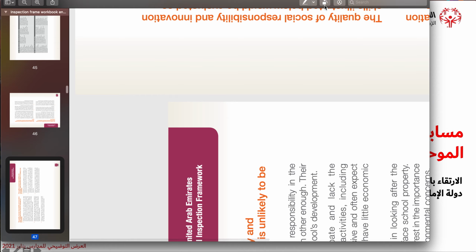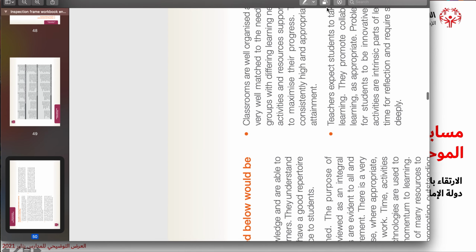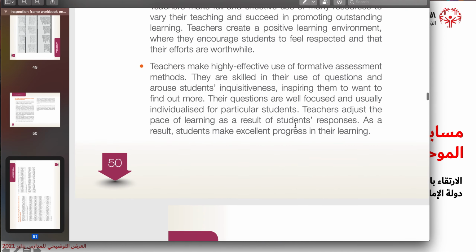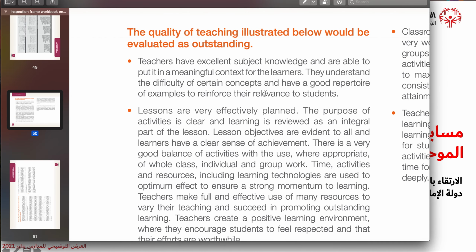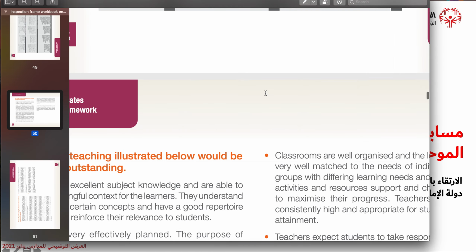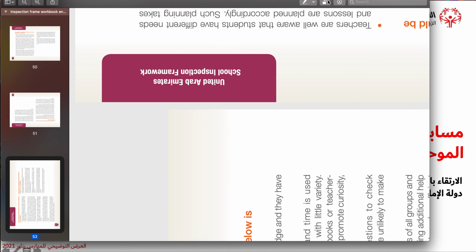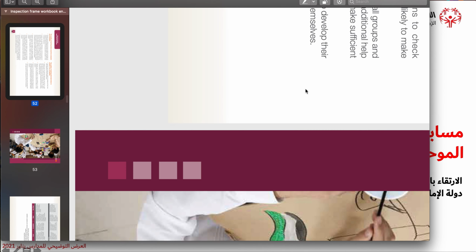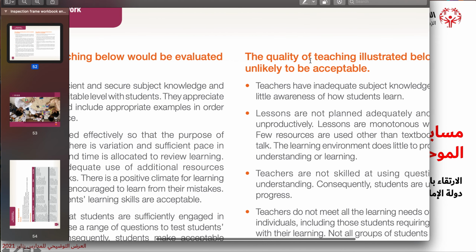And again, finally, at the end, you will find that there are some descriptions in here that will guide you throughout the process of what the observers are looking at. So this is the quality of teaching illustrated below that would be evaluated outstanding. So this is what we should see in an outstanding performance. This is what we should see in the good performance. And each one will give you an idea about what is expected to be seen in each level. So this is the acceptable.